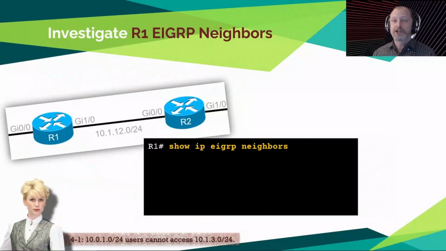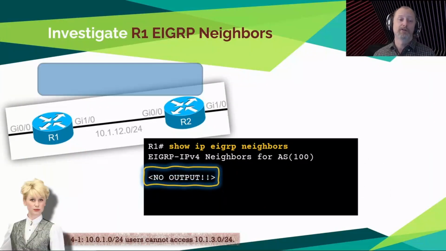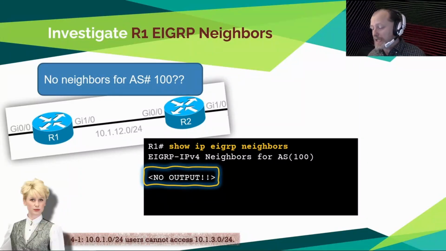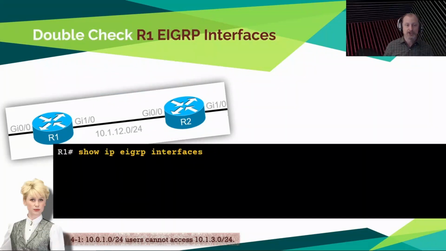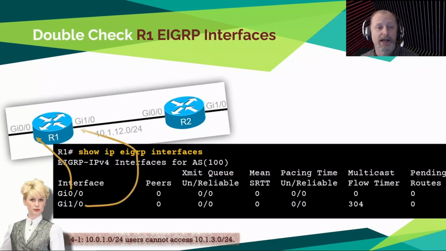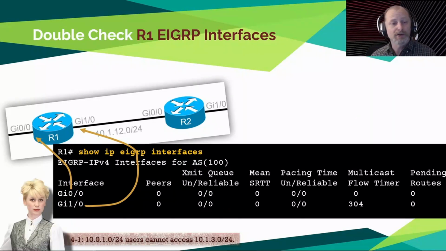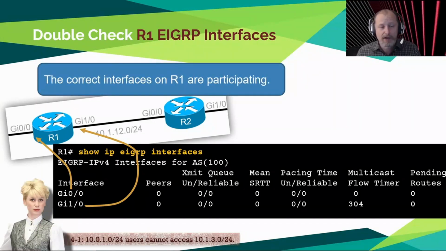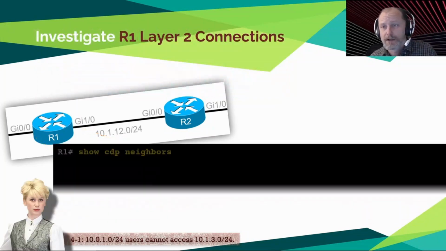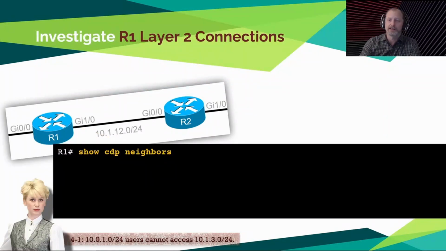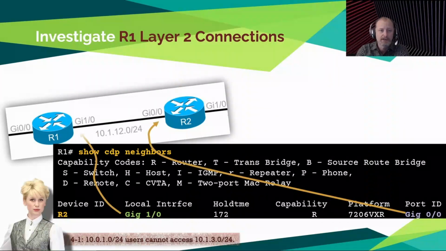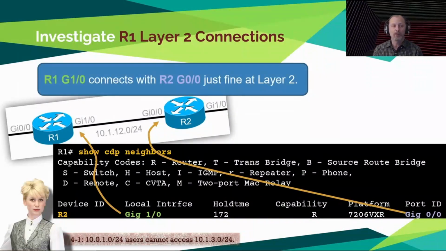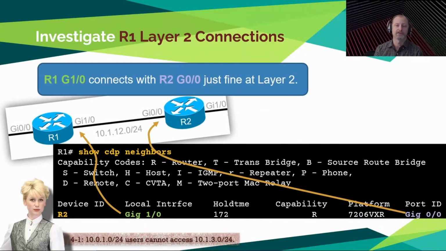What about neighbor relationships? No output. Remember, I said that's one of the first things you're going to look for. Okay. So if there's no output, well, are we sending hellos correctly? Let's check to see what interfaces are participating. Show IP EIGRP interfaces. All right, well, so far that looks correct. Those are sending and receiving hellos. Okay, the correct interfaces on R1. Let's see, are we connected at layer 2 at least to R2? Well, it actually looks not bad. All right, R1 Gig 1/0 connects with R2 Gig 0/0 at layer 2 just fine.